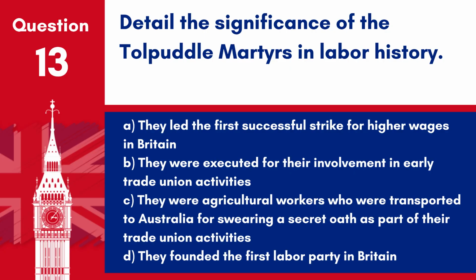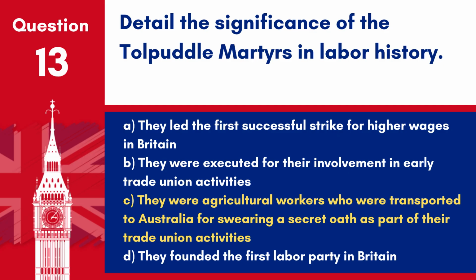Question 13. Detail the significance of the Tolpuddle martyrs in labour history. A. They led the first successful strike for higher wages in Britain. B. They were executed for their involvement in early trade union activities. C. They were agricultural workers who were transported to Australia for swearing a secret oath as part of their trade union activities. D. They founded the first Labour Party in Britain.